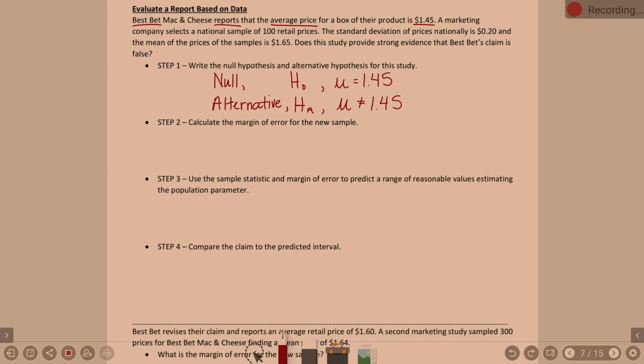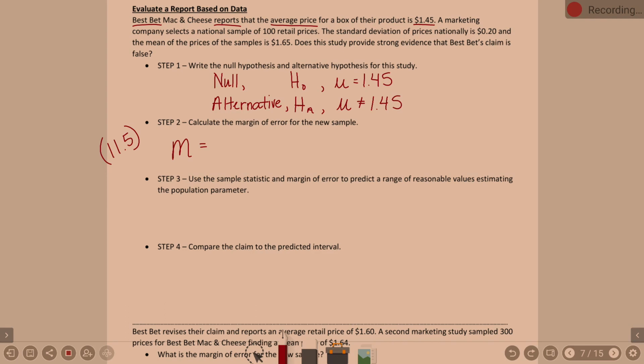Step 2. This is why I said you might want to start flipping back to 11.5. Calculate the margin of error for the new sample. In 11.5, we had margin of error formulas. Are you finding them? I was told it was in 11.5. With that in mind, what formulas are we finding?